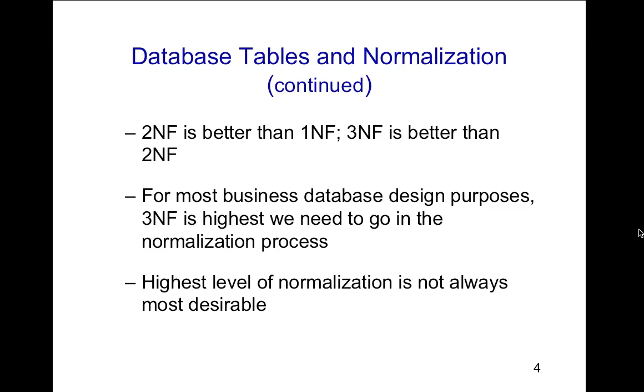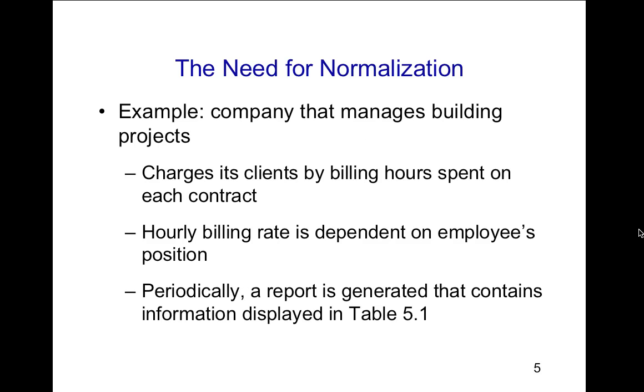But all right, second normal form is better than first. Third is better than second. The higher the number, theoretically, the better: the consistency, lack of redundancy, all those things. And I'll talk about what it means to be in each one of them, and that'll make more sense to you. For most database designs, third is the highest that you need to go. Higher levels of normality are not always the most desirable, as I mentioned before.